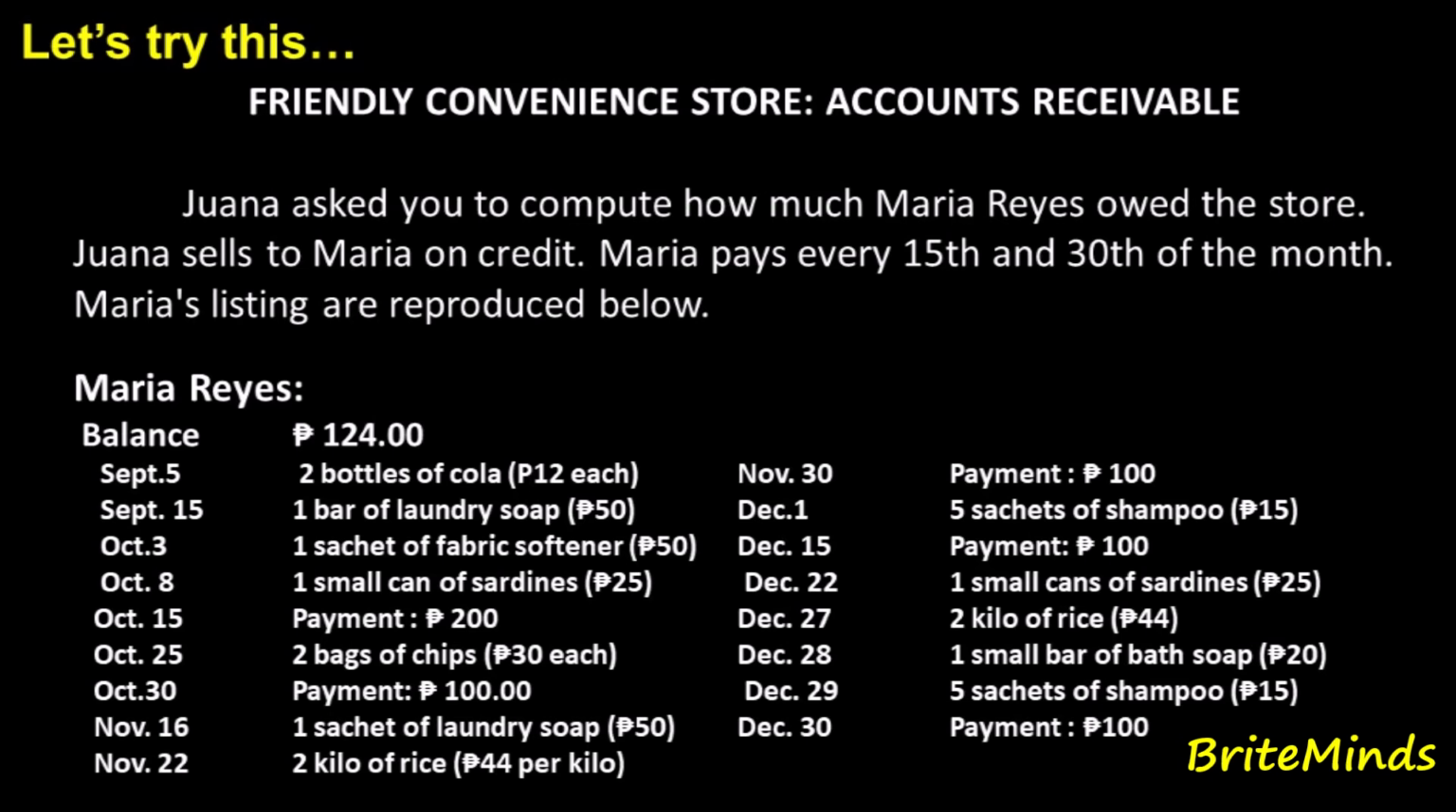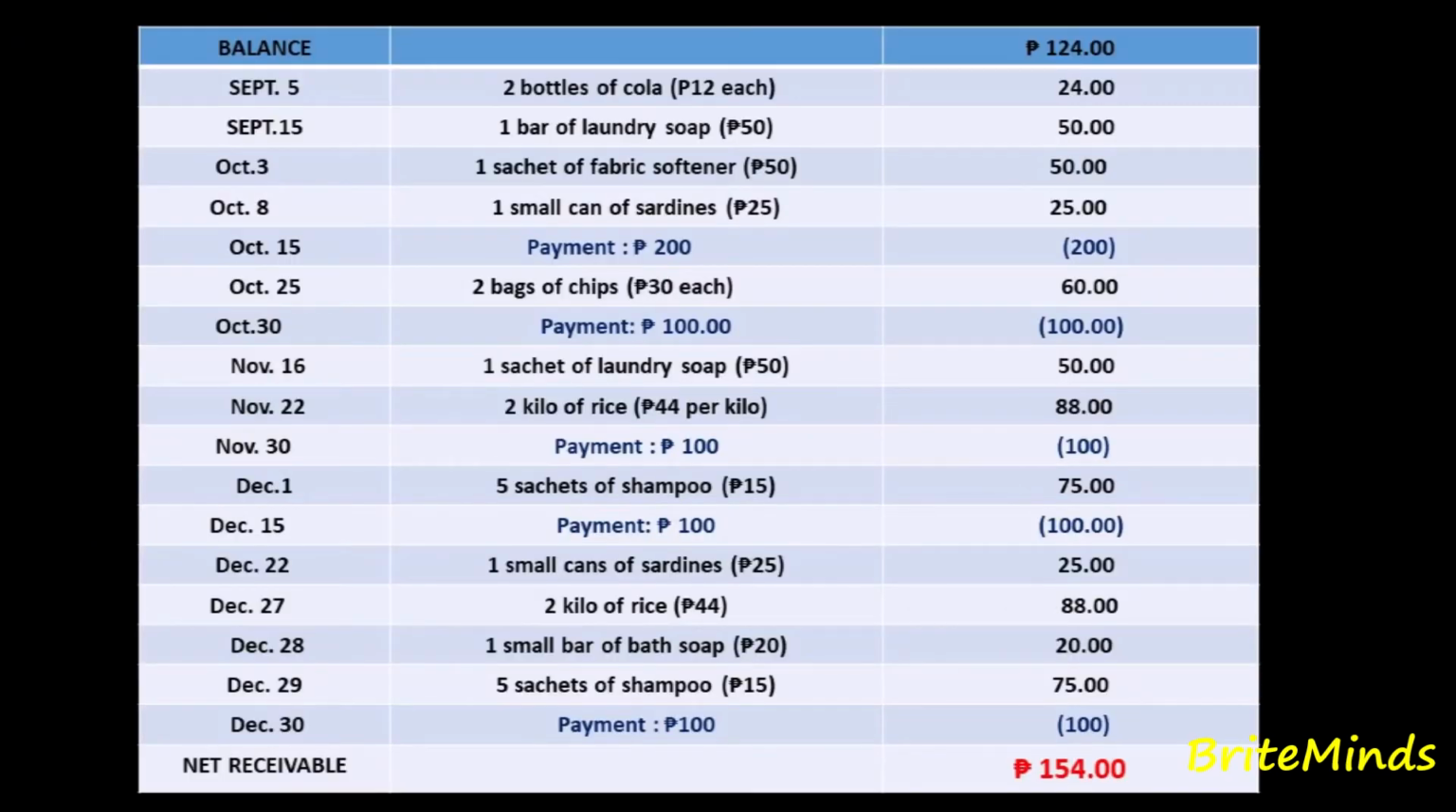Okay, so this is the amount of account receivable. Okay, so it amounted to 154 pesos. And from the month of September 5 to December 30, we can see that Maria pays her credit 5 times.